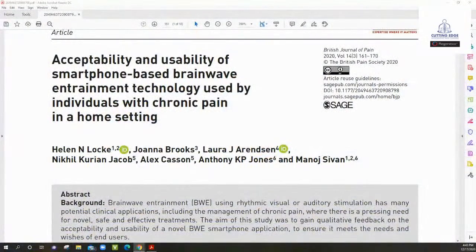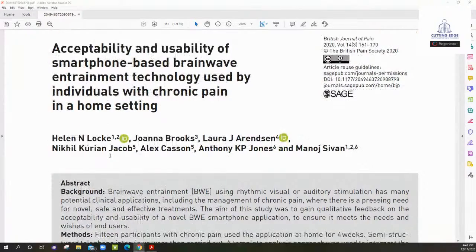So when we get into the paper, give me 1 second, and we'll delve into that in depth and detail. It was actually published in the British Journal of Pain. And what was put forth was the acceptability and usability of a smartphone-based brainwave entrainment technology used by individuals with chronic pain in a home setting. Yeah, that definitely was a mouthful, right? So, okay, let's break this down like we do typically, and we're going to have an explanation of what that really means.